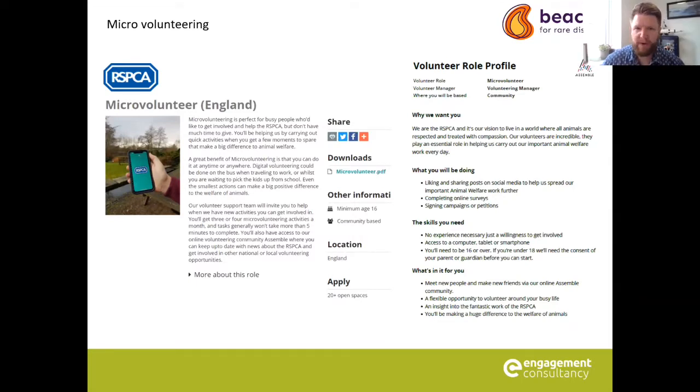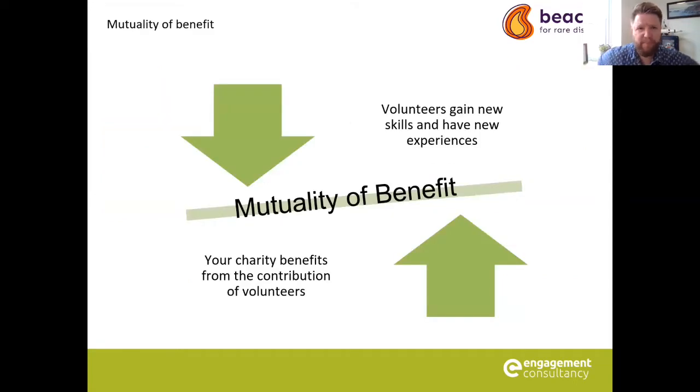What we're going to do now is move on to some practical bits and pieces and some information. We've set some of that context, and at its most basic level, this is what volunteering is all about: mutuality of benefit. As a charity, you benefit from the contribution of volunteers through their time and expertise, and volunteers benefit by having new experiences, learning new skills, and seeing the impact of their contribution.